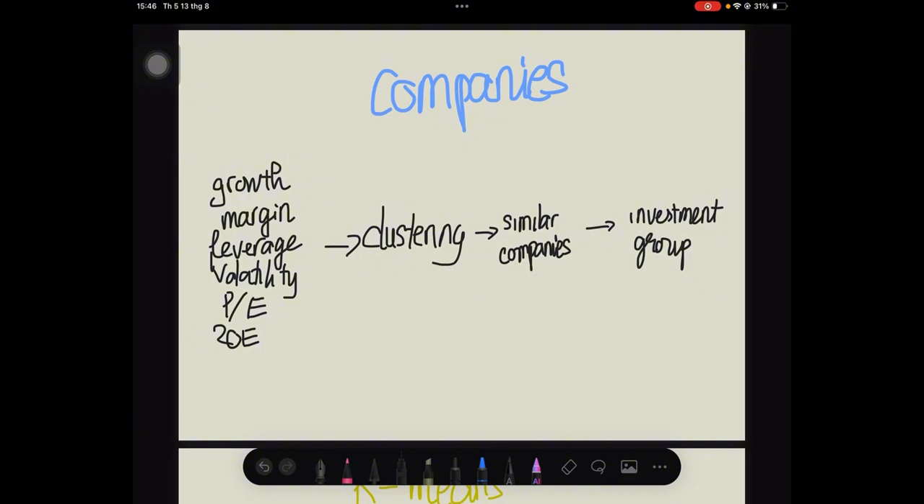So instead of asking what industry does this company belong to, you can ask which companies behave similarly based on the characteristics I am analyzing. That's a much more data-driven approach.